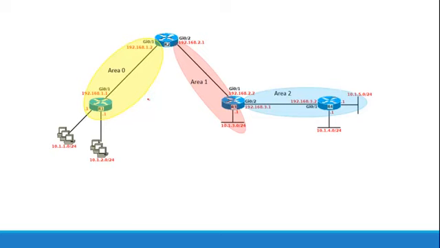Here's the topology that I've set up. Here we have area 0, and area 0 is connected to area 1. Area 2 is connected to area 1. I've already pre-configured all the IP addresses. I've already configured OSPF as the routing protocol. I've already configured the areas. So everything is ready to go.